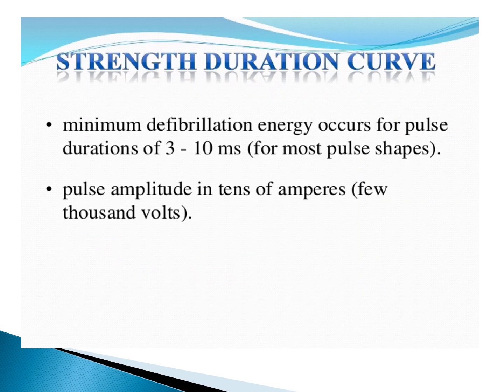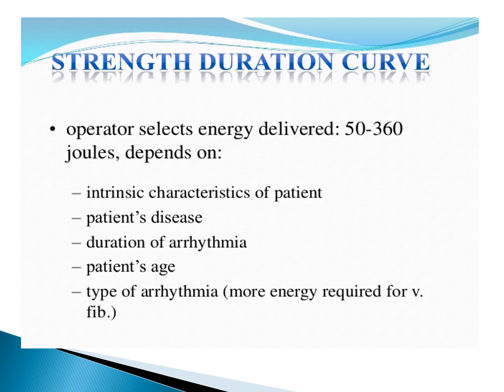From the duration curve, minimum defibrillation energy occurs for a pulse duration of 3 to 10 milliseconds for most pulses. And the pulse amplitude is tens of amperes, that is, a few thousand volts. And from the strength-duration curve, the operator will usually select the joules from a minimum of 50 to a maximum of 360, depending upon the type of arrhythmia.